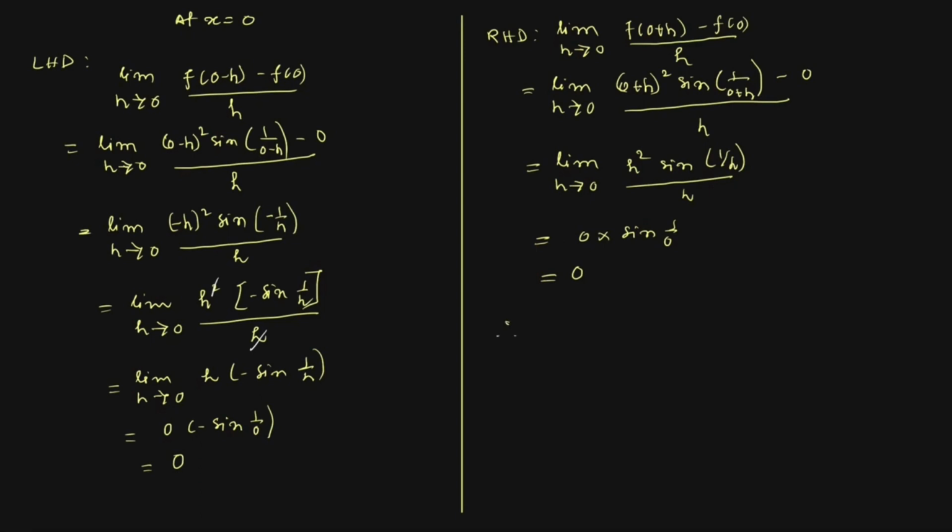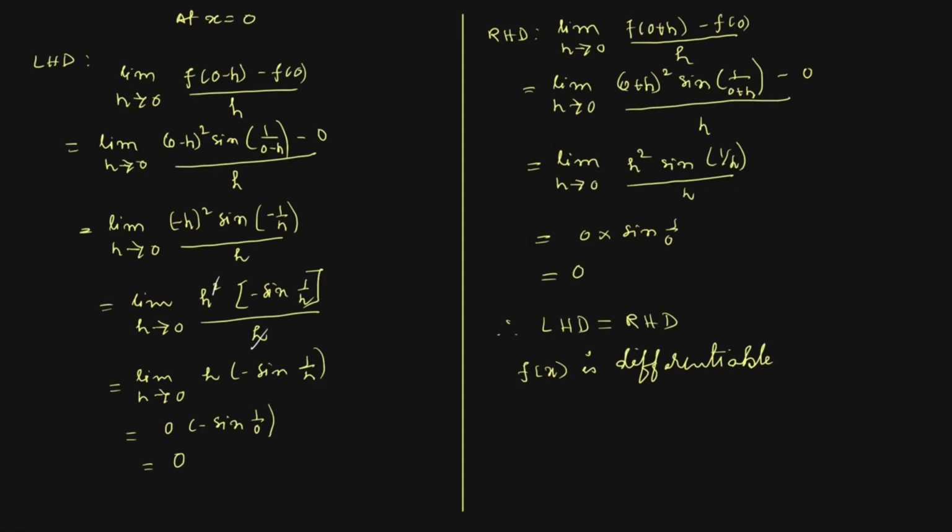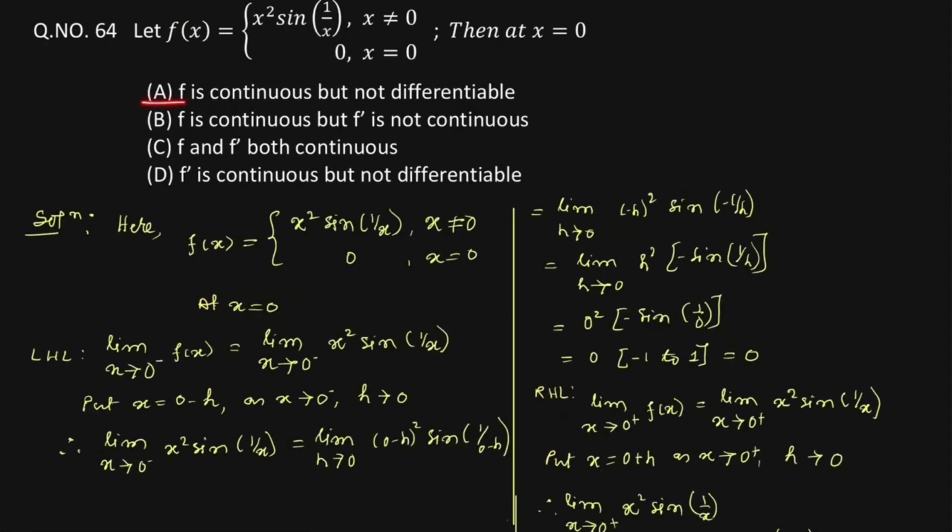So therefore the left-handed derivative is equal to the right-handed derivative, so the function f of x is differentiable. So till now we get that the function f of x is continuous and differentiable. So option A is not correct, and option D is also not correct. So our answer is B or C. For that we have to find f dash x and check the continuity of the function.